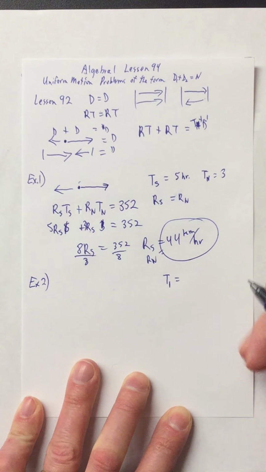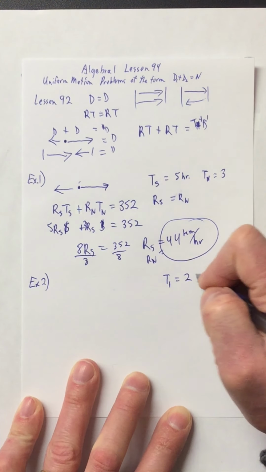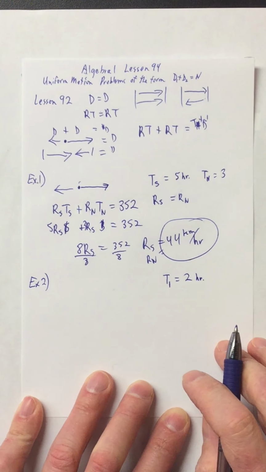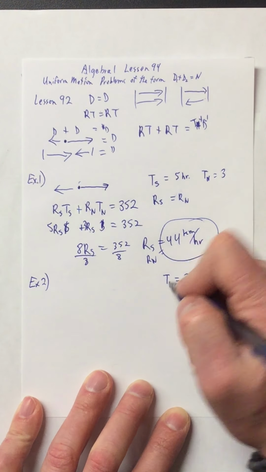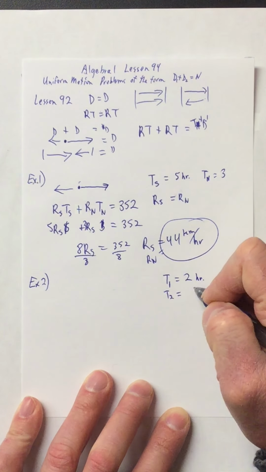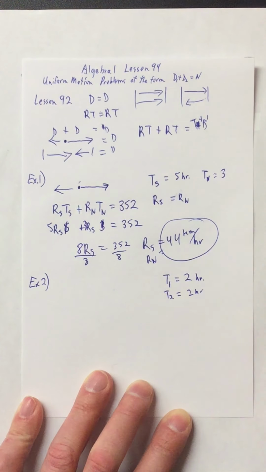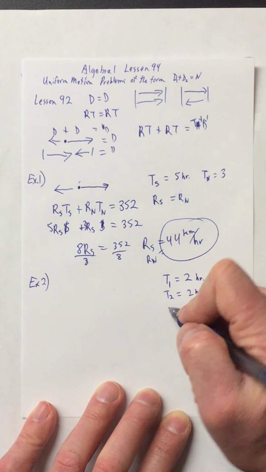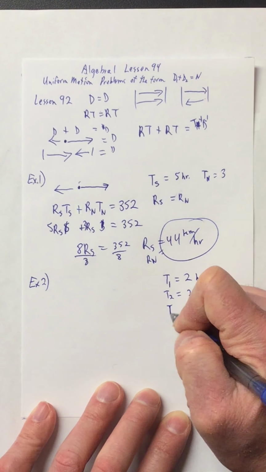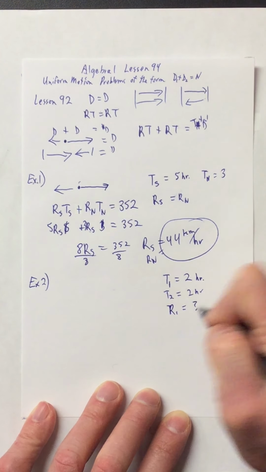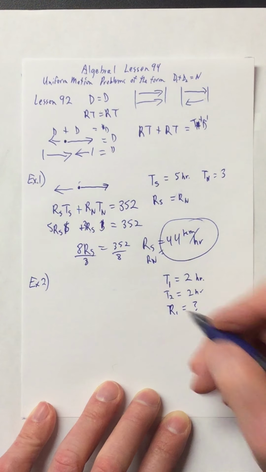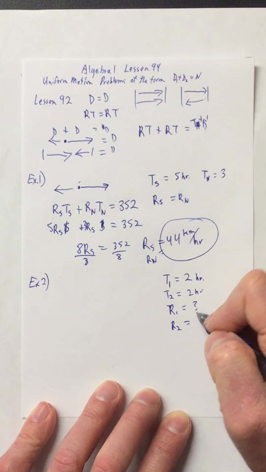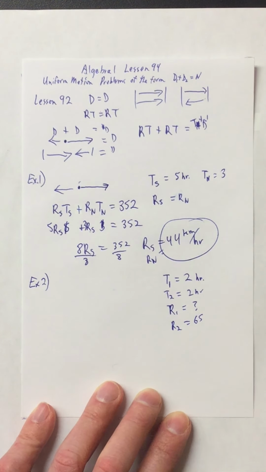So it looks like that one's traveled 2 hours. And then it says at the same time the other train leaves. So train number 2, or the time of number 2, is also 2 hours. So they have the same time for both of those. All right, we're not told the rate of the first train. Don't know what that is, but we are told the rate of the second train is 65 kilometers per hour.